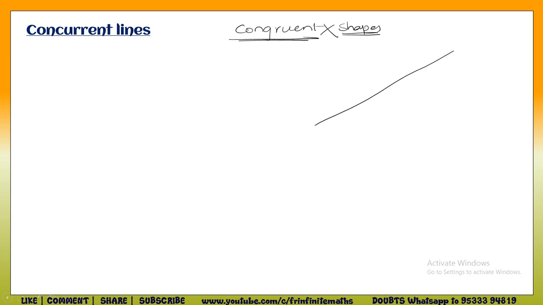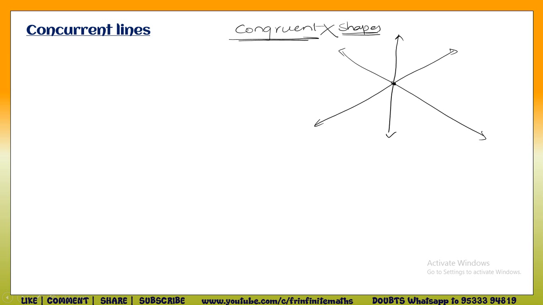Whenever you have two lines and they are intersecting at a particular point, this point is called the point of intersection. Already you have learnt that, right? Concurrent lines means if you have three or more lines, and they are passing through the same point.